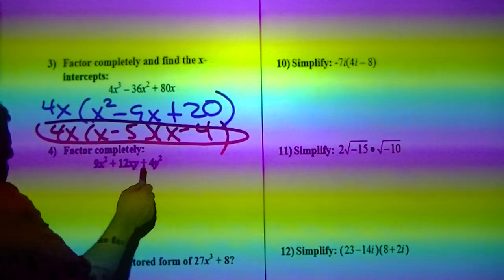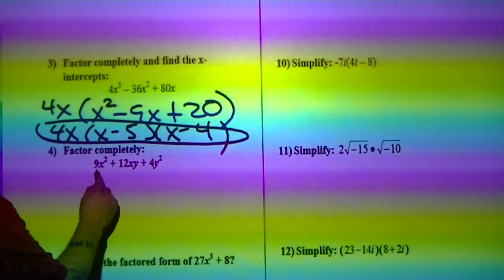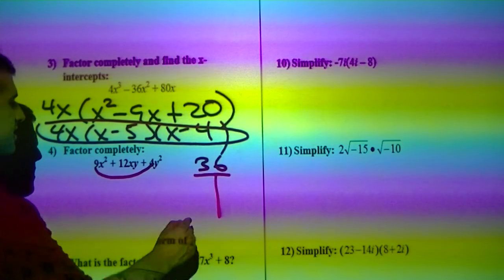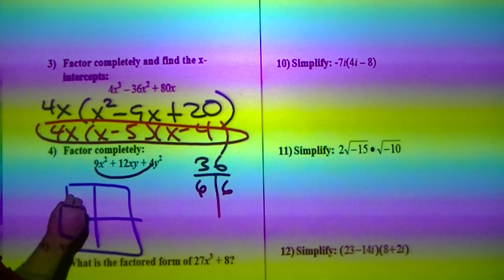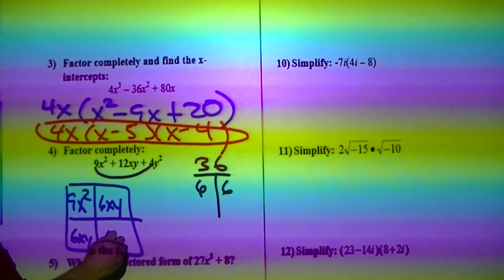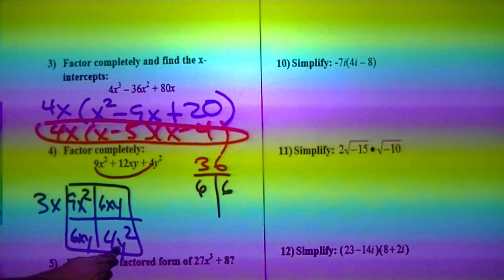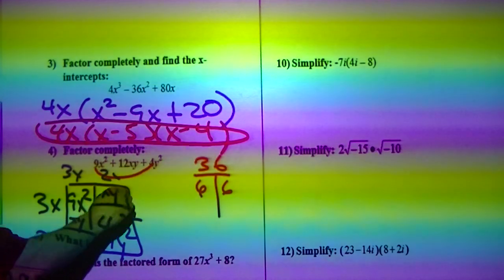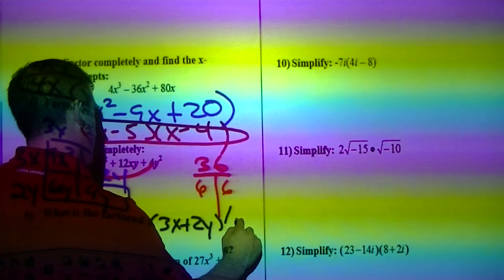Factor completely. Once again, you're probably going to have to do boxes for this, or you could find the zeros. There's no GCF there. So what I'm going to look for is the numbers that multiply to give me 36 and add to that. That's going to be 6. So when I do this one, I got 9x squared, 6xy, 6xy, and 4y squared. Going across right here, that's going to be 3x, and this is going to be 2y. That's 3x plus 2y, 3x plus 2y.